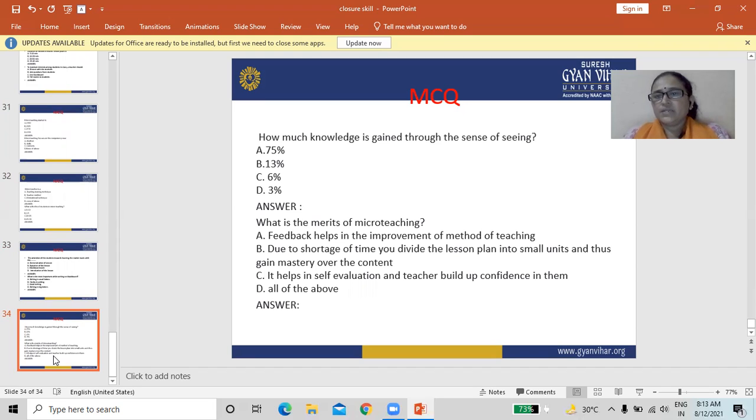Let us recap once. Today we discussed micro teaching. What is micro teaching? Characteristics of micro teaching, teaching skills and closure. Meaning of closure. What is the use of closure? Role of the closure, how to write effective closure, and lastly we solved MCQs.